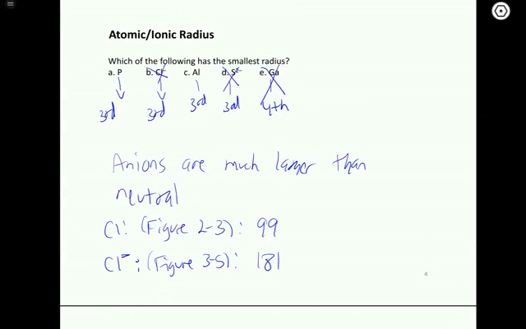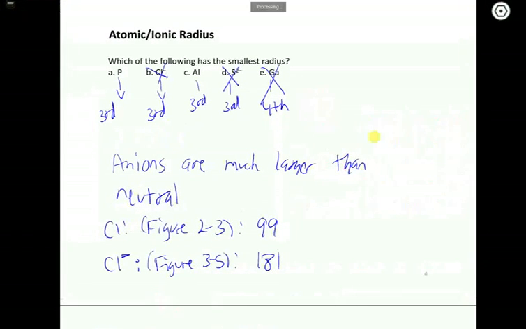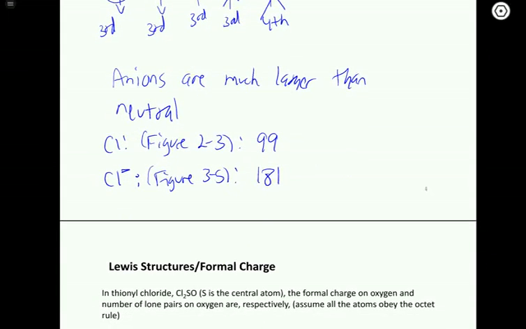And so that leaves phosphorus and aluminum as the only choices. And we're trying to pick the smaller ones. Remember, when we go left to right, we decrease the radius. Phosphorus is to the right of aluminum, which makes it smaller. So the correct answer was A, but again, choice B was a very popular one amongst you because following just the periodic trends for atoms, chlorine is smaller than phosphorus, but when you add an extra electron to make Cl-, the radius is much larger. So definitely keep that in mind.